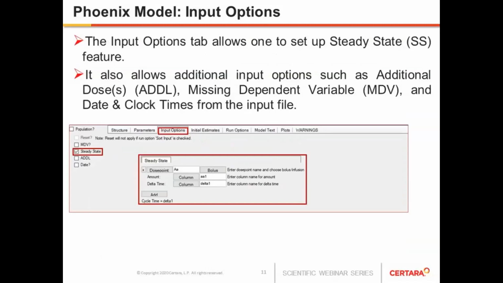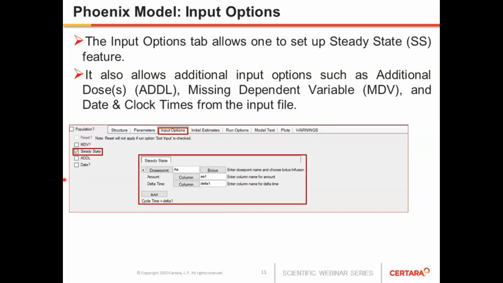So the next option we'll be looking at is the input options, the next tab. The input options tab allows the user to add extra mapping contents like MDV, steady state, ADDL, or data value. When you're mapping using a steady state option, we have to check the steady state checkbox if the main input data contains a steady state column.